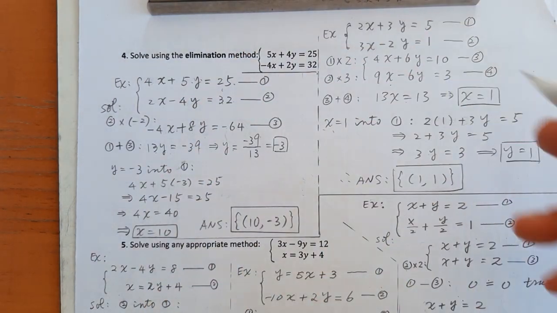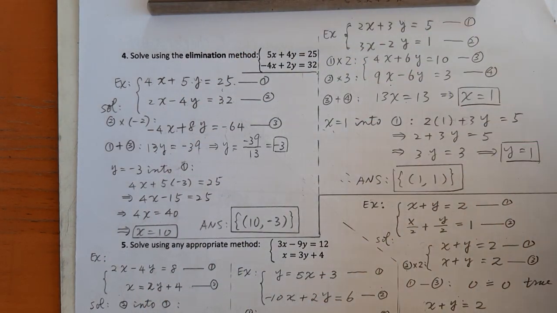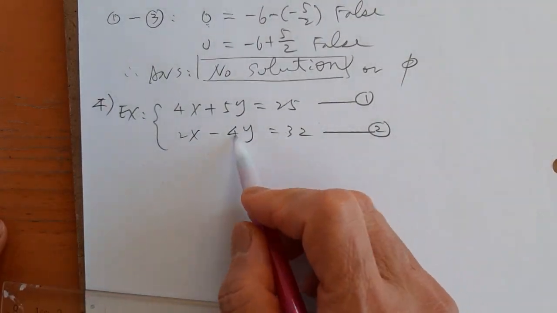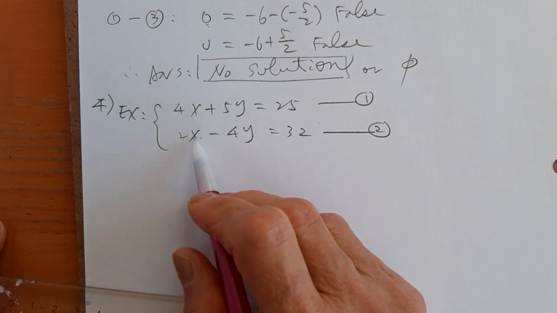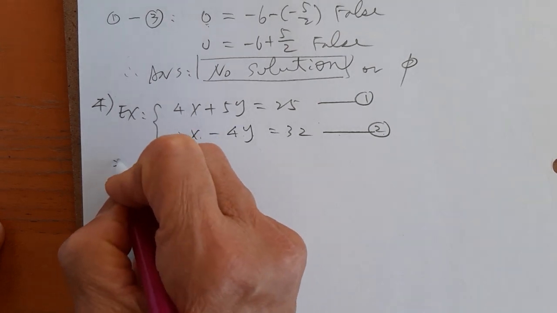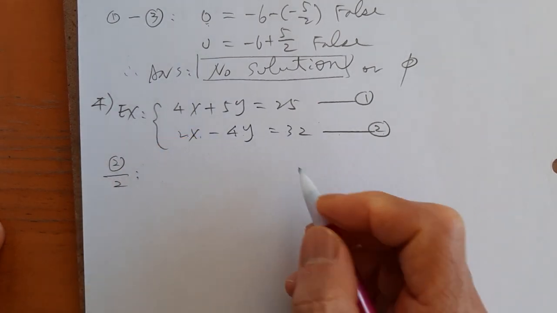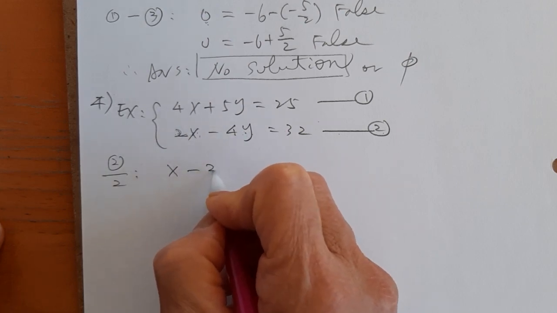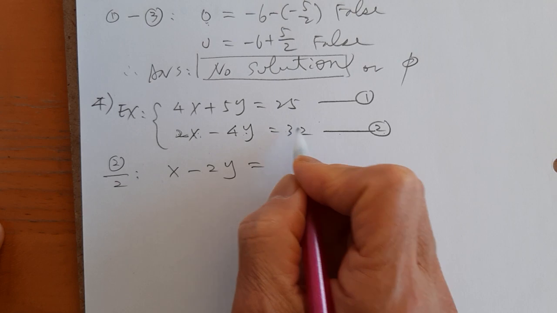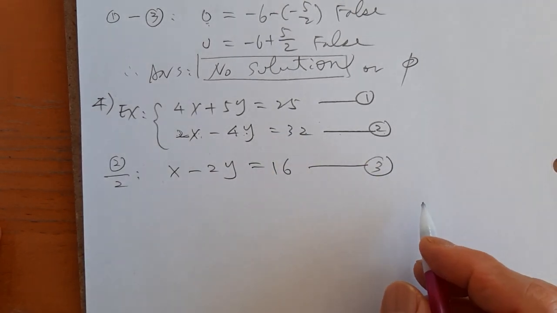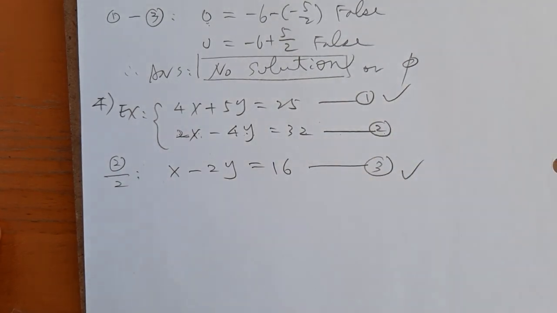So this work, you can study it. I'm going to show you another way. Since here there is a common factor, which is 2, you can simplify first. You can divide the second equation by 2 to simplify it. 2x divided by 2 is x. Negative 4y divided by 2 is negative 2y. 32 divided by 2 is 16. You can call this the third equation, and combine it with the first equation to form a linear system.